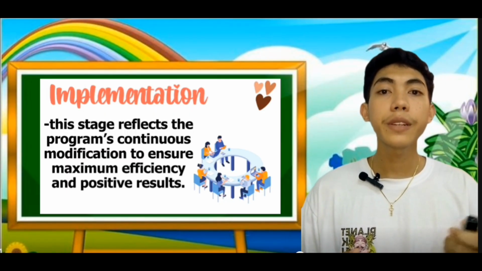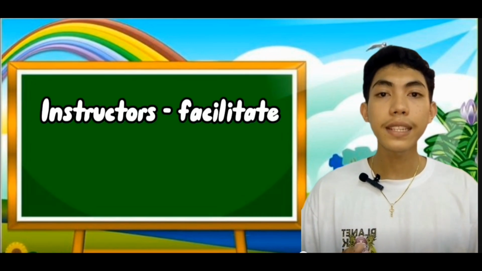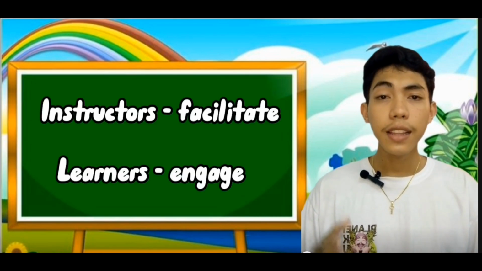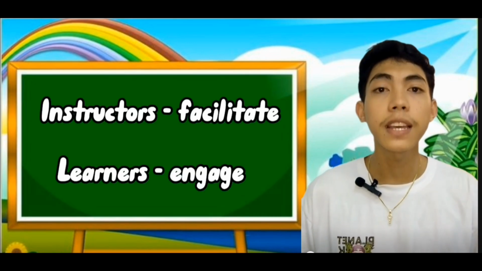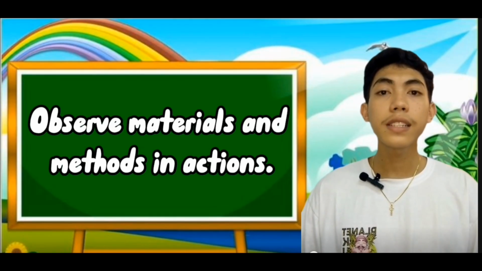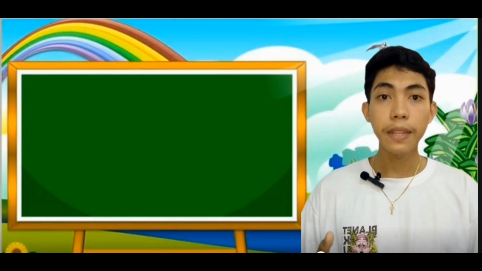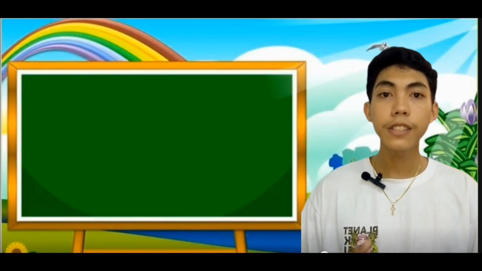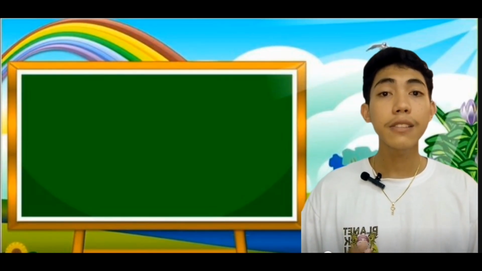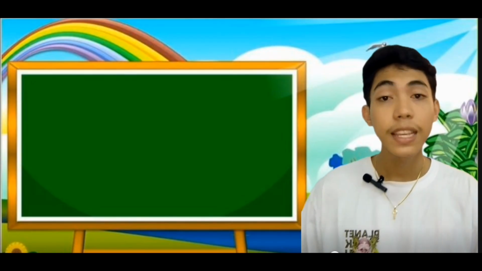And then next is we implement, or the implementation phase, of course. The plan meets the real world. Instructors facilitate, learners engage. This phase is a living experiment, a chance to observe the materials and methods in action. And as any educator knows, implementation often reveals surprises. Flexibility and responsiveness become just as important as the initial design.